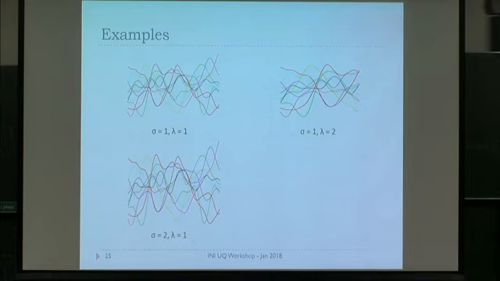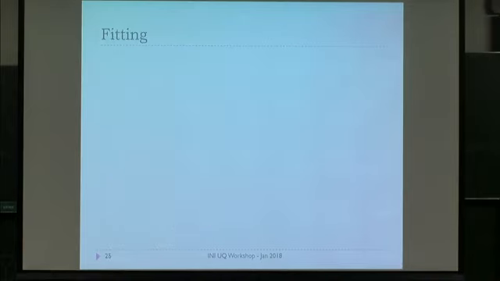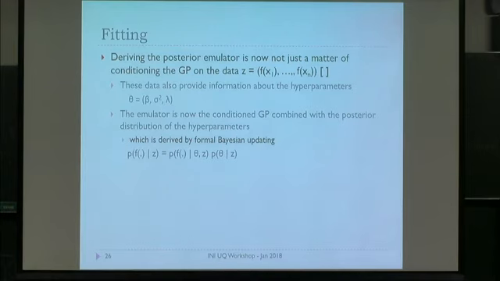So those parameters are describing important features of the function and your beliefs about that function. If you can put it in at the prior stage, that's useful. Obviously, we're going to try and learn about them from the runs that we've got, and that's the fitting process. So deriving the posterior emulator is now no longer just a matter of conditioning on those data points. That's just the top level of our uncertainty.